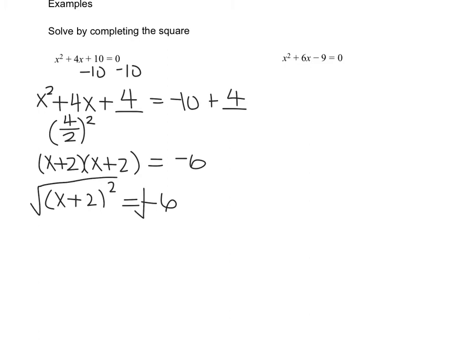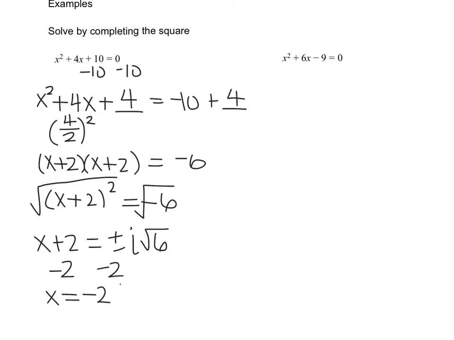So we're going to take the square root of both sides, and we end up with x plus 2 equals plus or minus. Now we notice our right side, we're taking the square root of a negative number, which we can't do. So we know we're going to have an imaginary solution. So I'm going to write i square root of 6, since the square root of 6 cannot be simplified. Then I want to finish getting x by itself, so subtract 2 from both sides, and we get x equals negative 2 plus or minus i square root 6. And this is going to be our final solution.